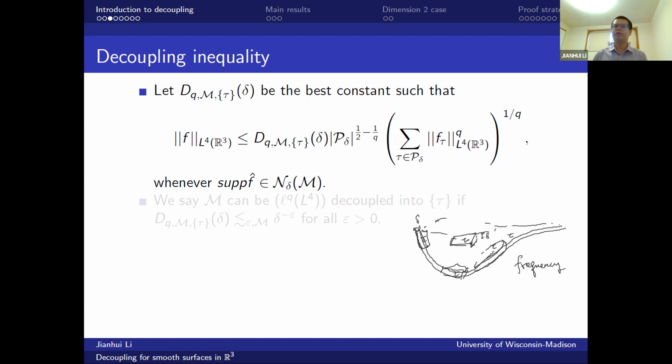So we'll focus on 4, which we usually denote with p. Okay. And we also say that this manifold can be l2 L4 decoupled into these small caps tau if the decoupling constant, the best constant for which this decoupling works, is very small. Okay, for any epsilon bigger than 0, it is delta to the negative epsilon. It is usually of size log delta, something like that, but it is subpolynomial growth. Okay.